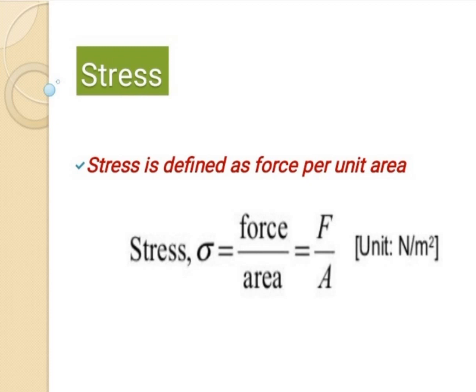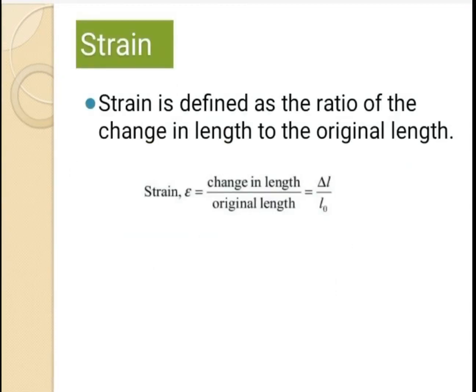Now, the stress is defined as force per unit area. Stress is represented by sigma, which is equal to force by area, which is equal to F by A. Its unit is Newton by meter square. The dimensional form of stress is M, L power minus 1 and T power minus 2.